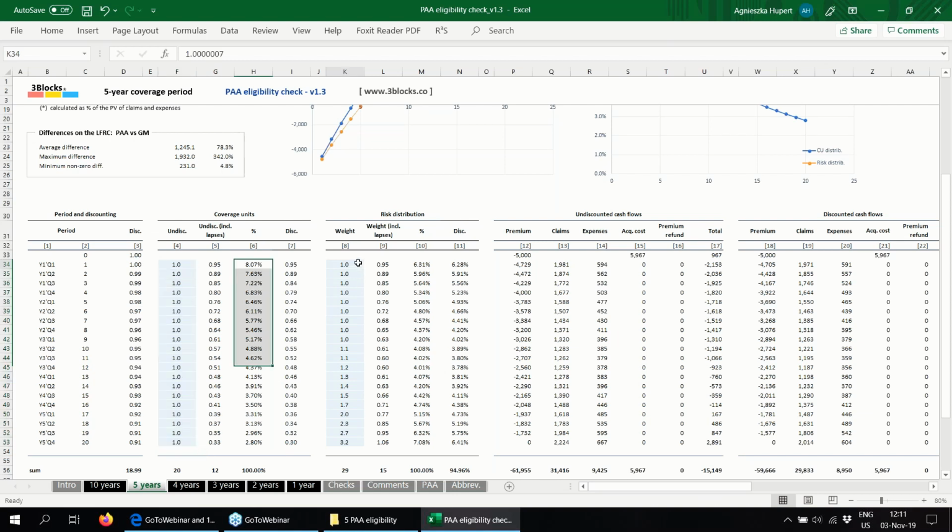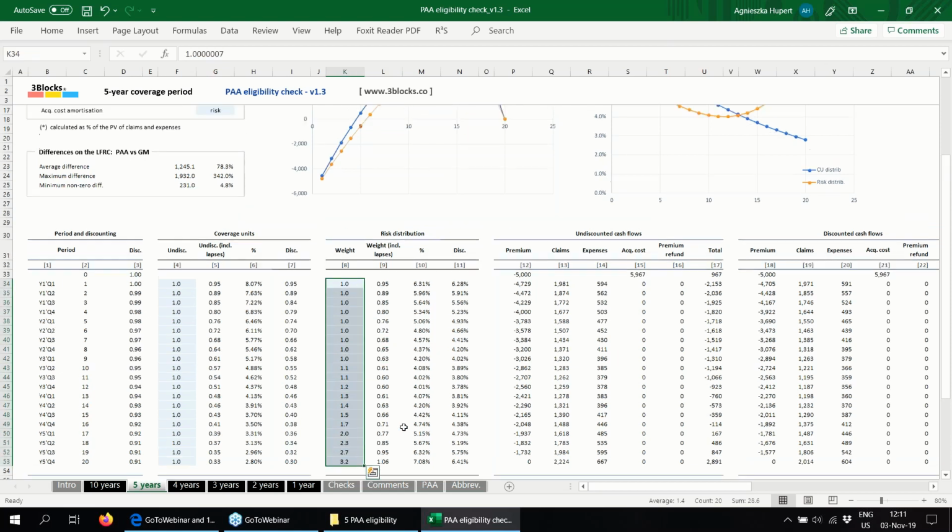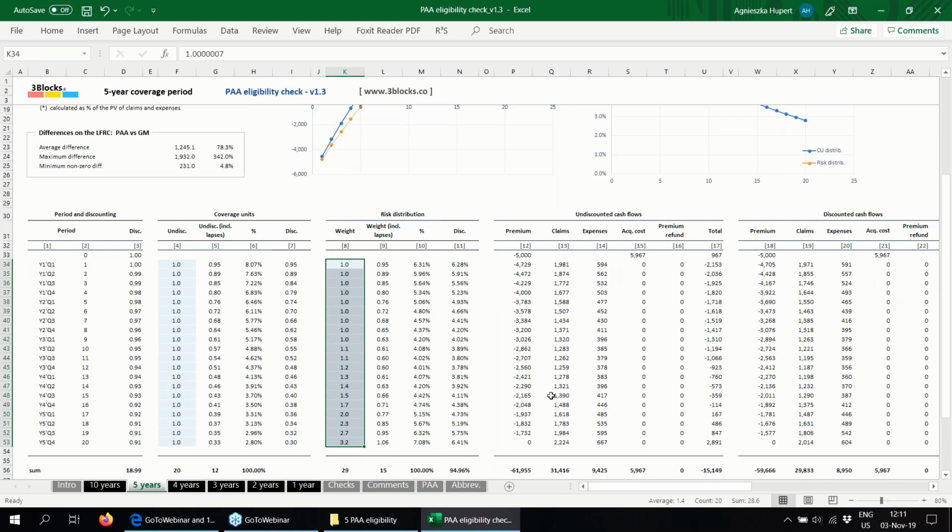Then you need to define as well the risk distribution for the release of PAA liability. So in here, I decided on an increasing pattern. So there is a lower probability of claims happening in the first 2 years, and then increasing probability in the next 3 years. But yeah, it's a pattern that needs to be input here. It's based on your products.